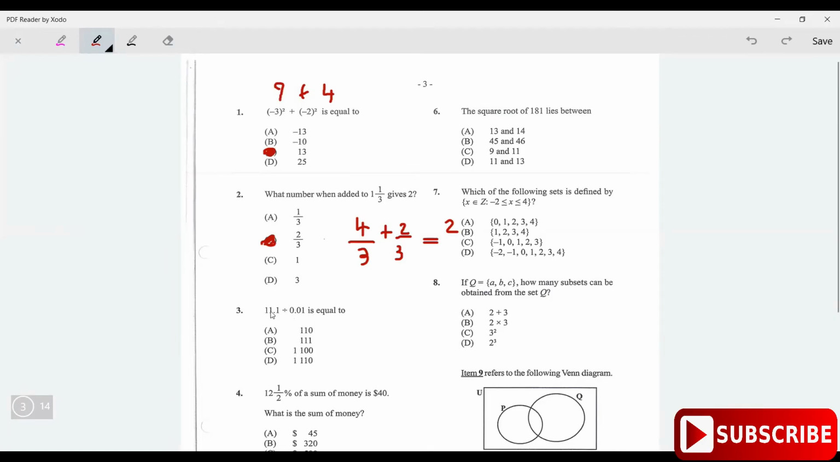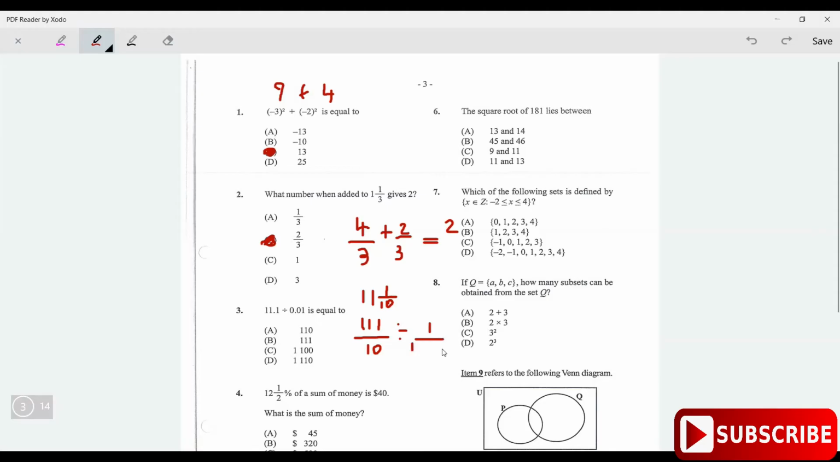Now, I like to work in fractions. 11.1, we can rewrite it as 11 and 1 over 10. And 11 and 1 over 10 can be rewritten as 111 over 10. Then you're dividing it by 0.01. 0.01 is 1 over 100. So you're dividing it by 1 over 100.